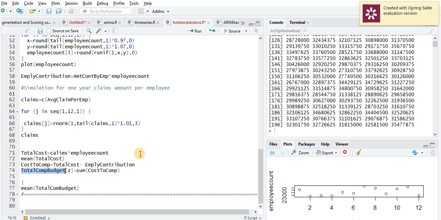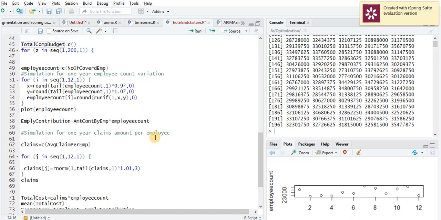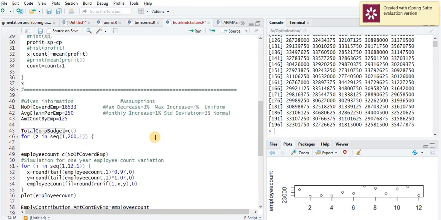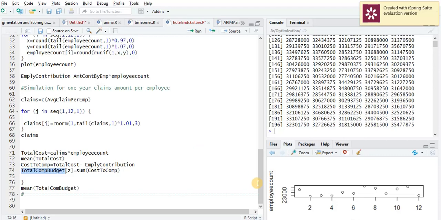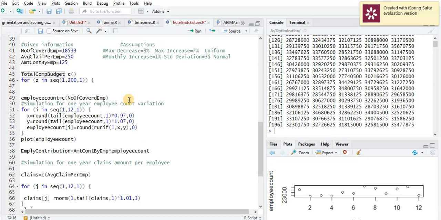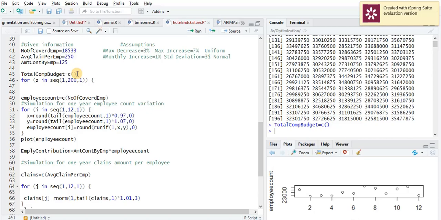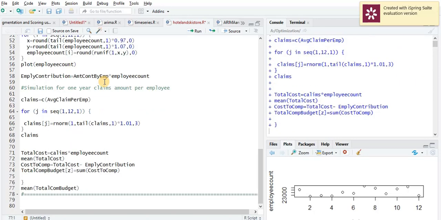Now we have to simulate this entire data 200 times. Then we will get an approximate value for the amount that has to be maintained by the company across the next year. For each of the 200 trials, the total amount is stored in the total company budget array, and we will run this for loop 200 times.